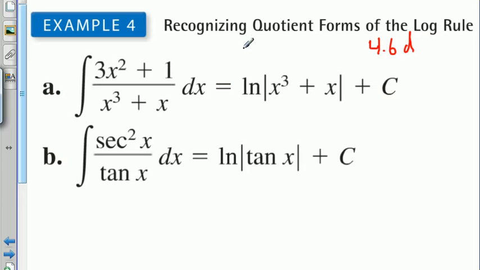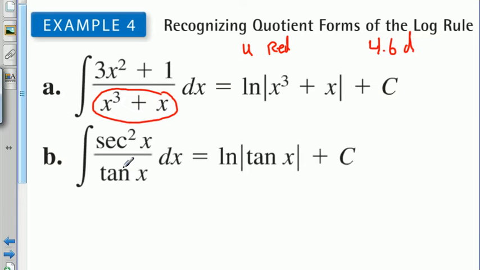Let's just circle the u in red, okay? So if you look at this problem, the u is here. And it's a straight 3x squared is the derivative of this plus 1. So it's just a du, the derivative over the original, which is great.